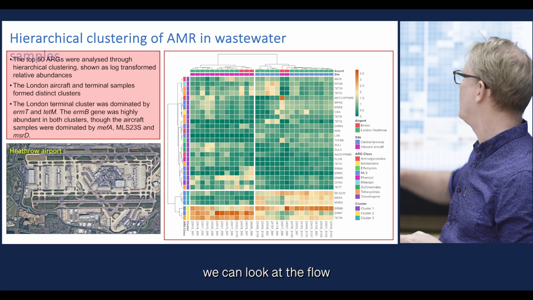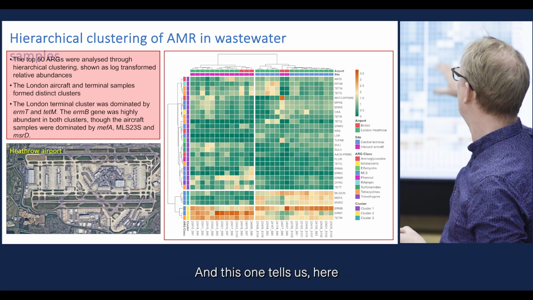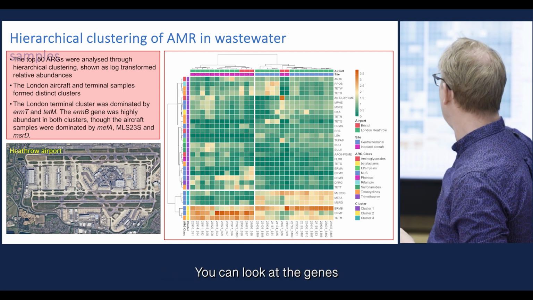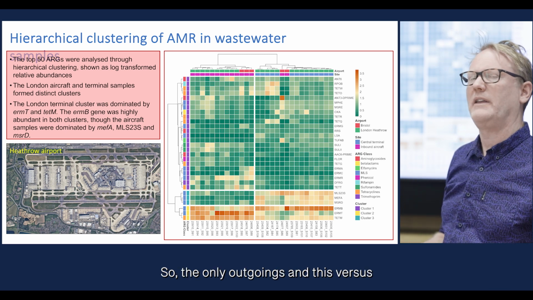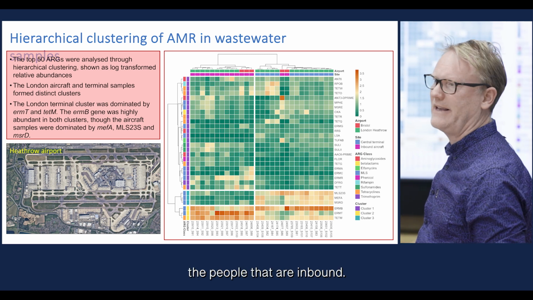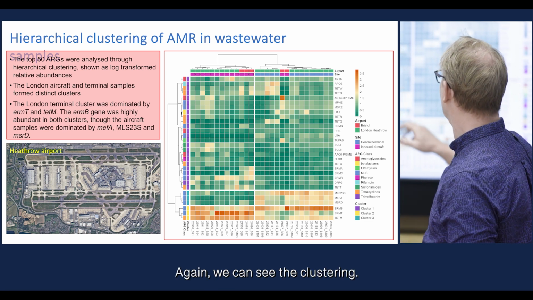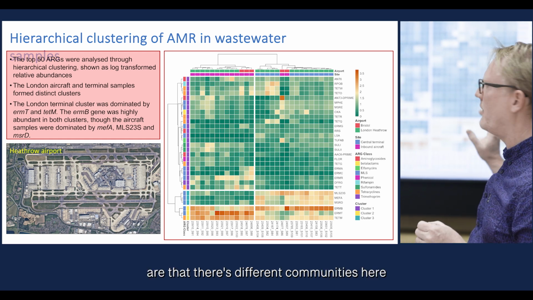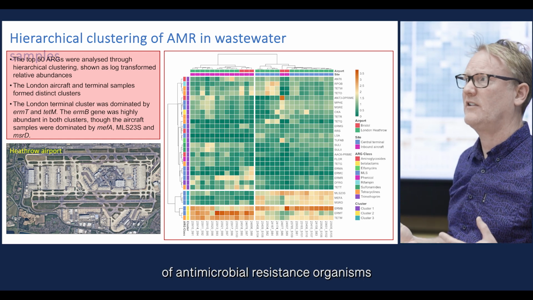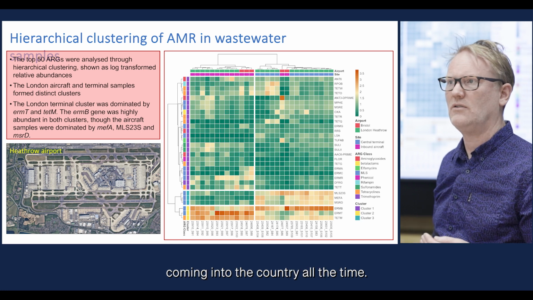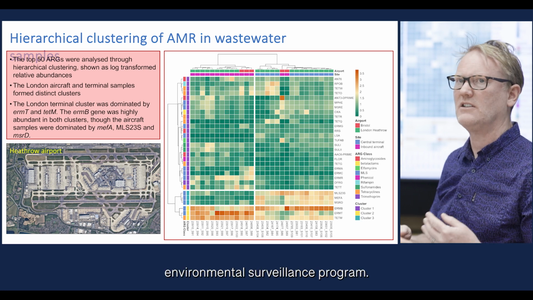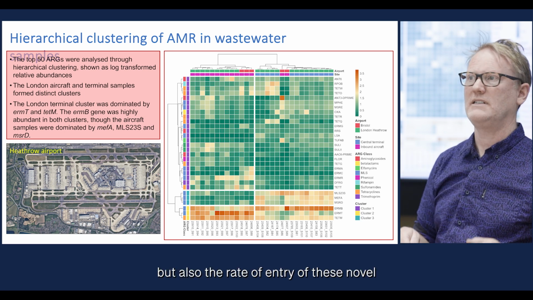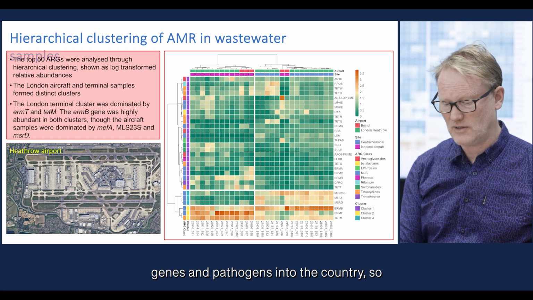But at the same time, we can look at the flow of antimicrobial resistance genes. And this one tells us, here we've got Heathrow Airport, it's also got Bristol Airport on it as well. You can look at the genes of the people who are in the terminal, on the outgoings versus the people that are inbound. Again, we can see the clustering. I'm not going to go into it, it takes a bit too long, but generally speaking, the general message is that there's different communities here of antimicrobial resistant organisms coming into the country all the time. And this is part of this environmental surveillance program, to look at not only what's happening within the UK, but also the rate of entry of these novel genes and pathogens into the country. So it's a great way to do it.